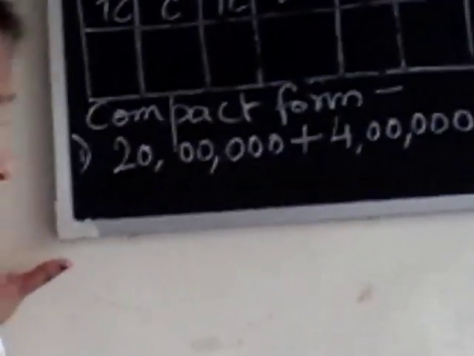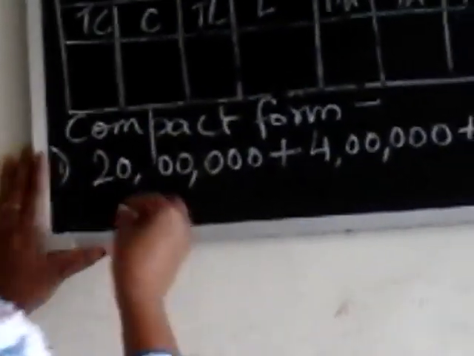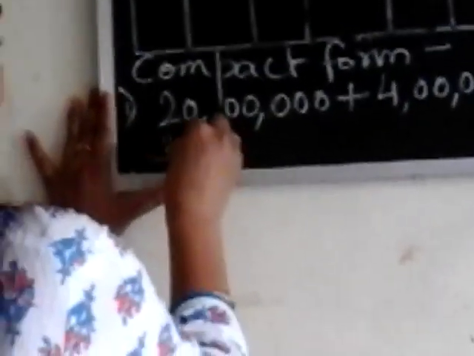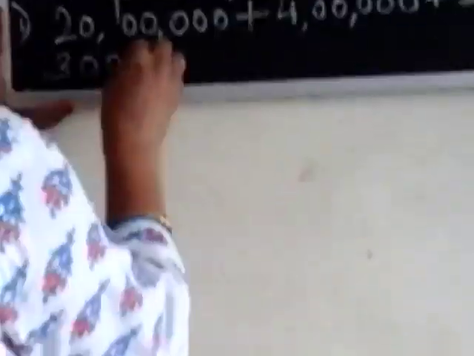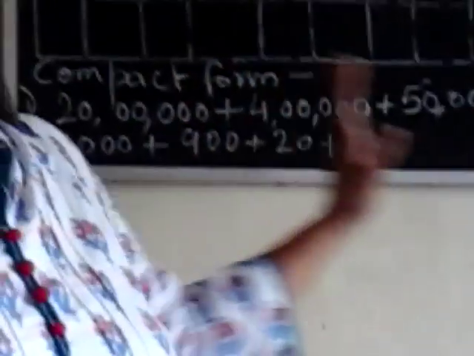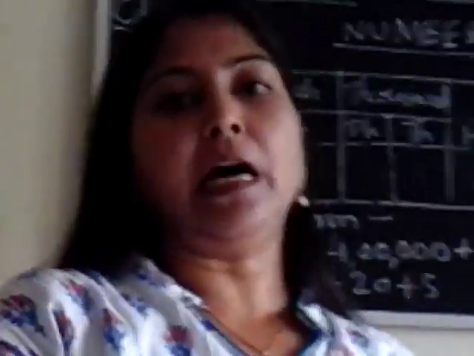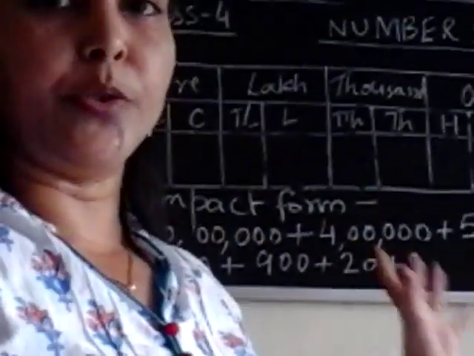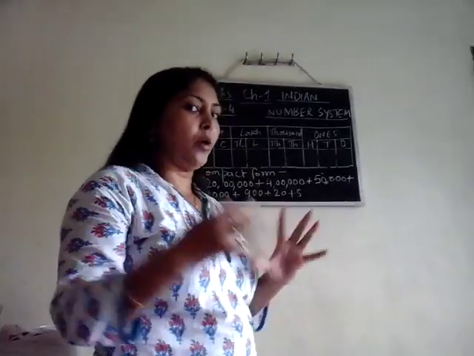Okay. Then we have 3,000, right? Plus 900 plus 20 plus 5. Now, this is a number which is given in a large form, and this number we are going to write in the short form or in a compact form, right?